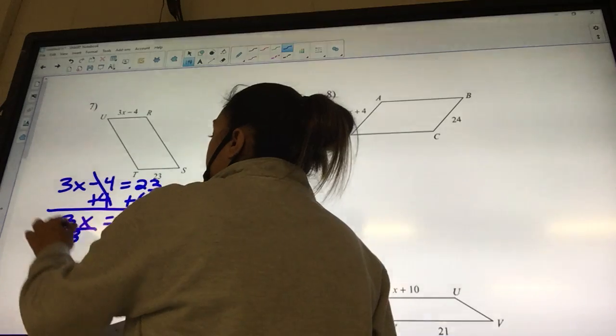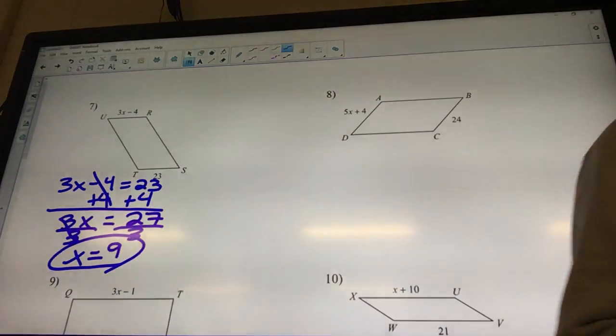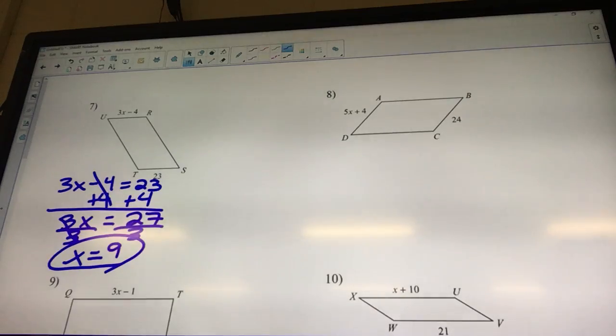Good. X equals 9. You guys are cruising today. I'm sorry? I remember 3 divided by 27 because I had to figure that out on the last.